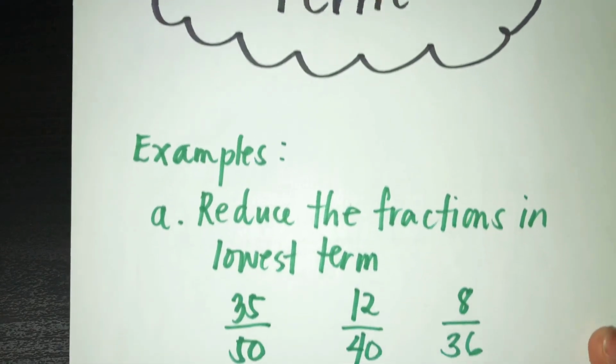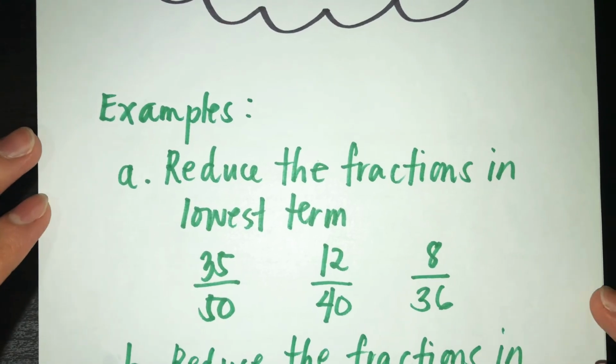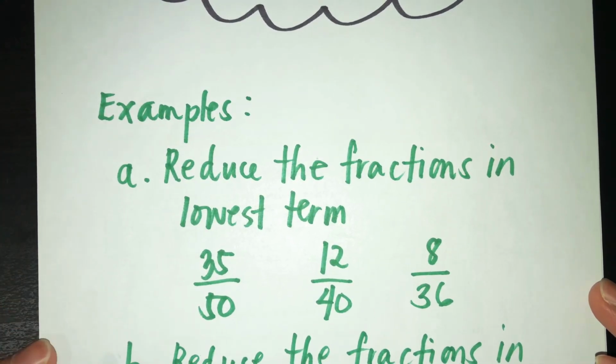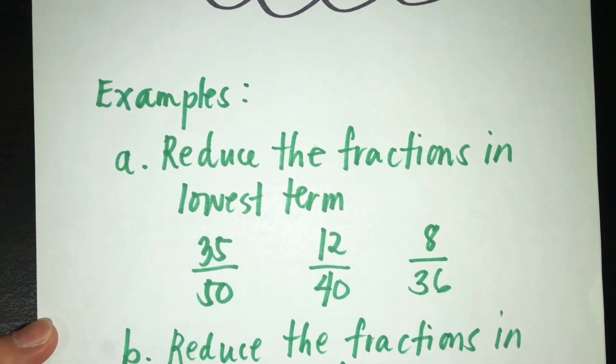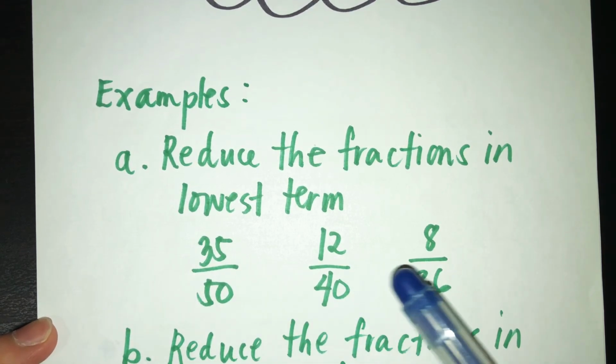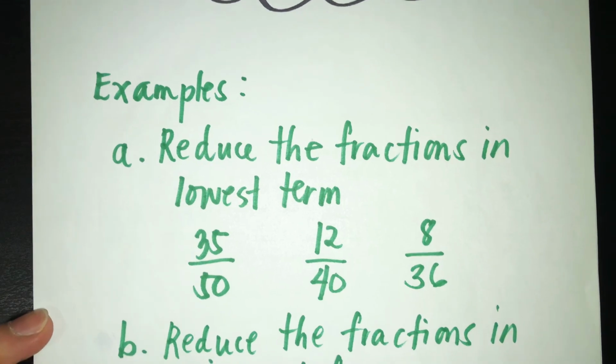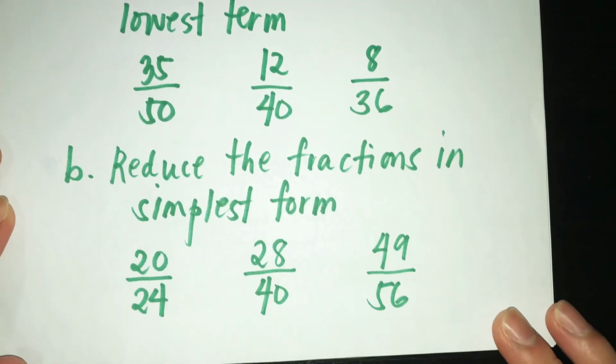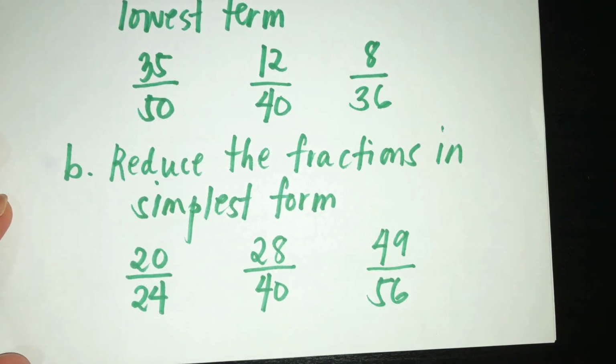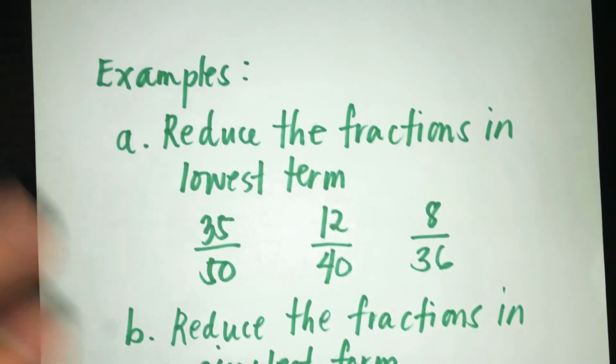Our first example: reduce the following fractions to lowest terms. We have 35 over 50, 12 over 40, and 8 over 36. Then for our second question, reduce the fractions to simplest form. We have 20 over 24, 28 over 40, and 49 over 56. Okay, so let's have our first problem.